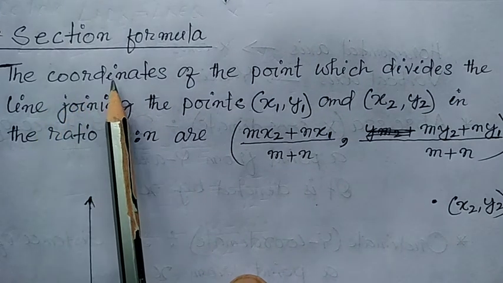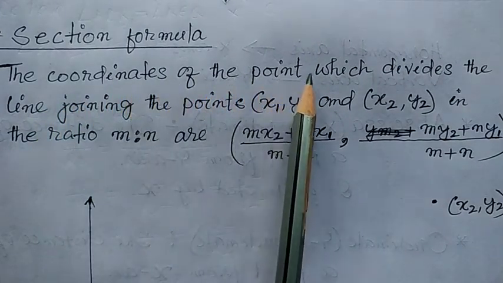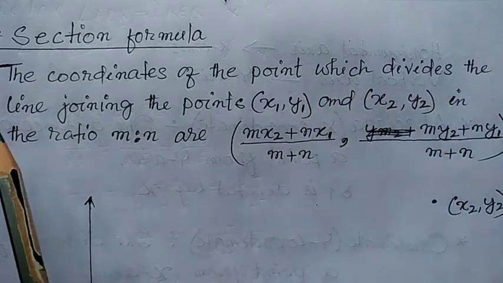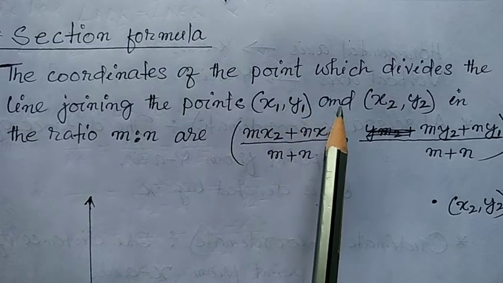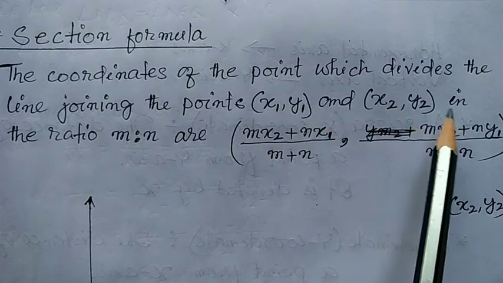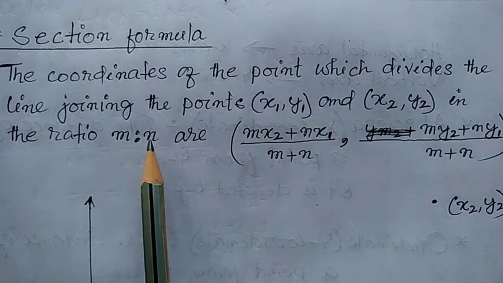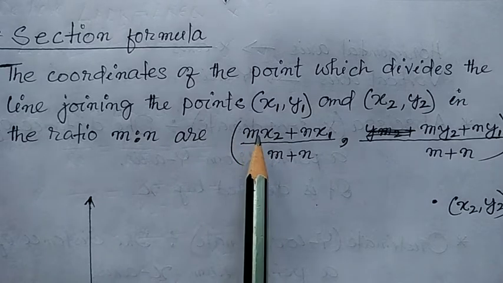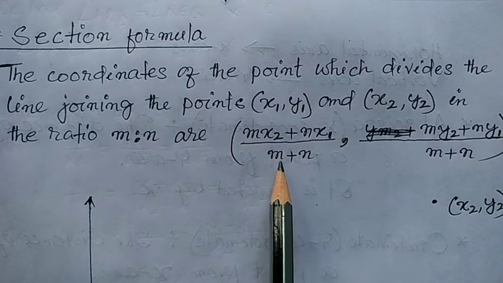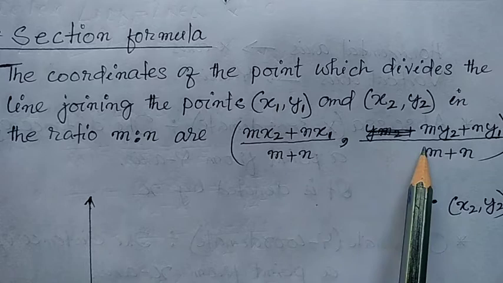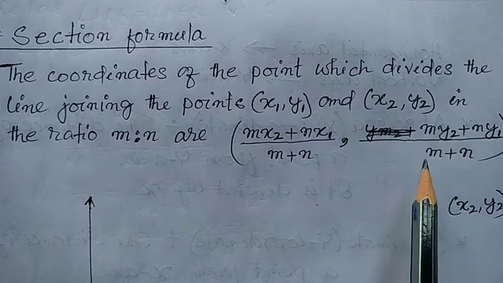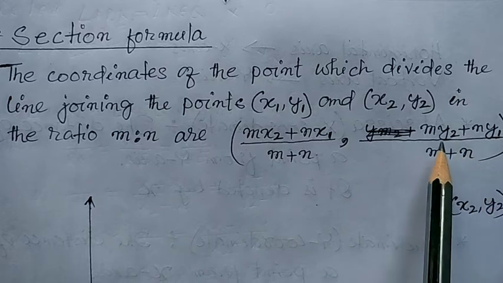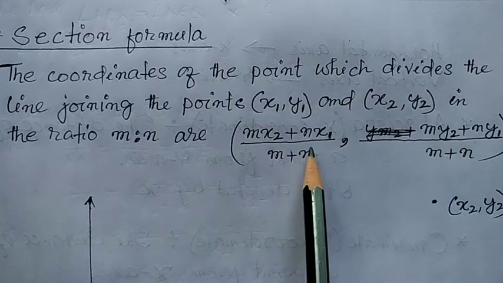The coordinates of the point which divides the line joining the points (x1, y1) and (x2, y2) in the ratio m:n are (mx2 + nx1)/(m + n), comma, next (my2 + ny1)/(m + n). So these are the coordinates of the point of division.